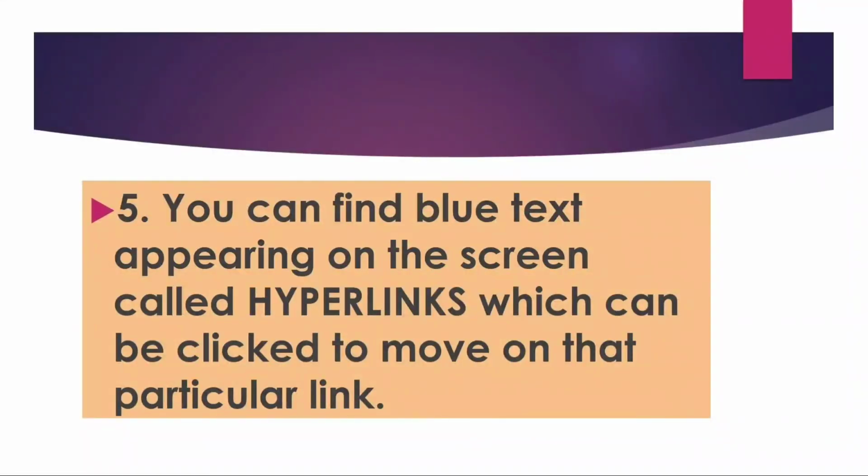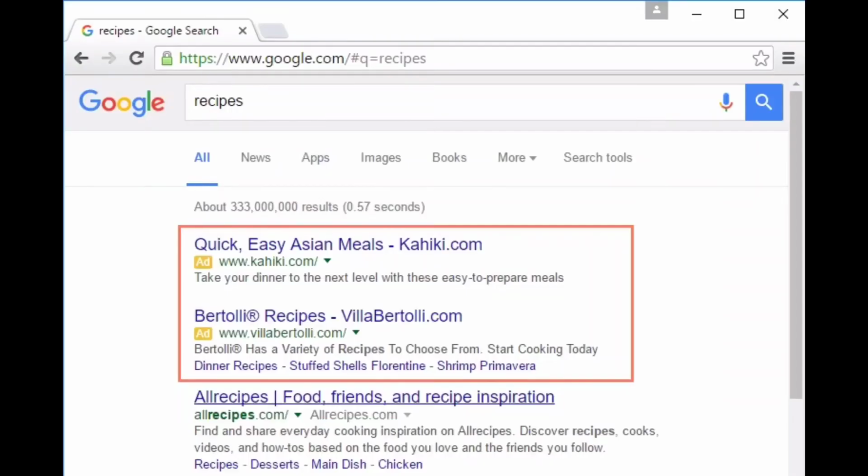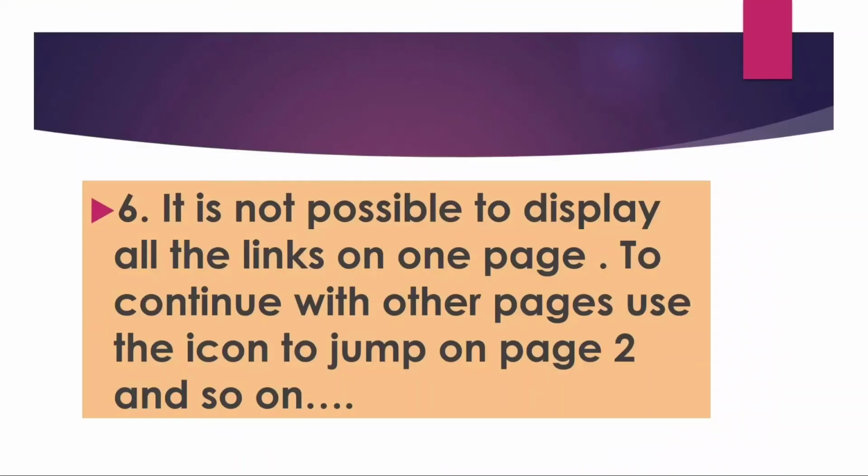You can find blue text appearing on the screen called hyperlinks. The blue color text is called a hyperlink, which can be clicked to move to that particular link. When you click on the blue text, it takes you to the next page. This area is called a hyperlink, where blue color is written. You click on this and it takes you to the next pages.